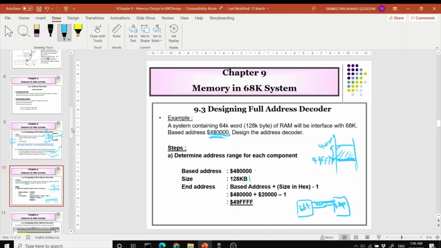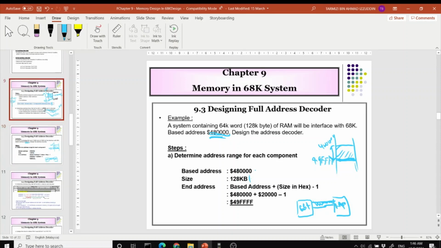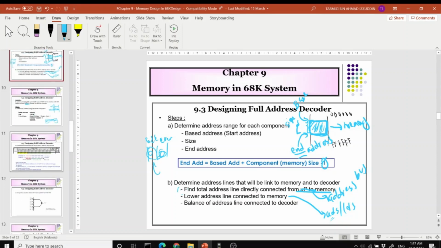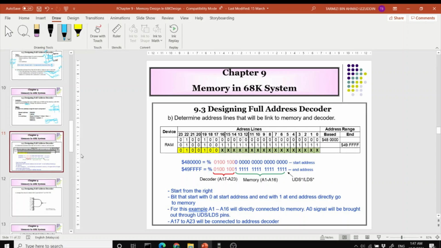Okay, the next step will be for you to find the total address lines that are directly connected from the microprocessor to the memory. You need to figure out the lower address lines that are connected to the memory, and lastly the balance of address lines that are connected to the decoder. So this is how you're going to perform step B.